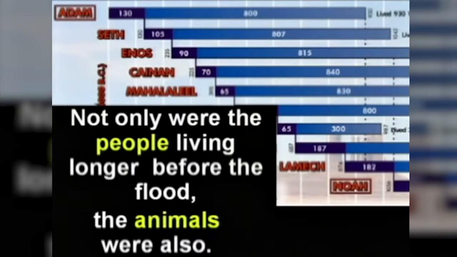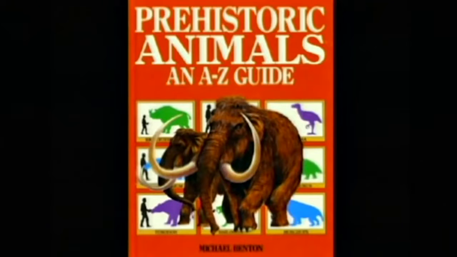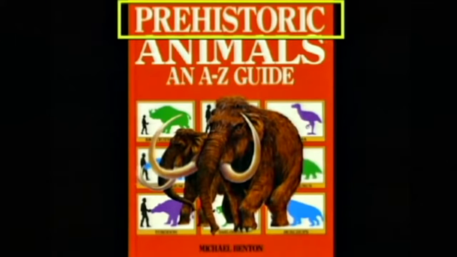All right? But not only were people living longer before the flood, animals were too, and they were growing bigger, probably much bigger. Here's a hornless rhinoceros, 18 feet tall. That's a big rhino. People say that's a prehistoric animal. No, did you know the word prehistoric was not even in the dictionary until about 100 years ago? See, there are things that are pre-flood, but there's no such thing as prehistoric. We have history from the first day. In the beginning, God created the heaven and the earth. You can't go before that. So there's no such thing as prehistoric.